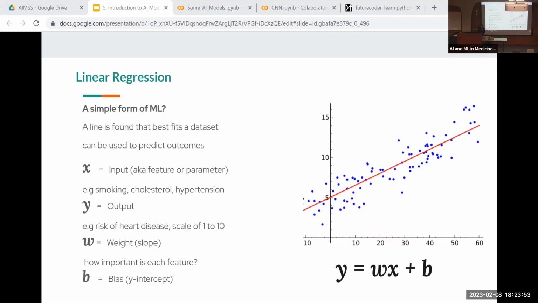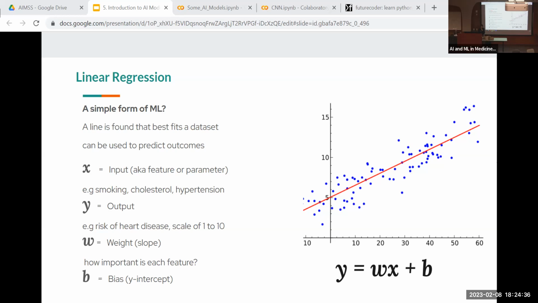So we talked about two classification models, decision trees and k-nearest neighbors. Let's move to a simple regression model, linear regression. Suppose we have some inputs, the features, like imagine a data set where we have inputs such as if the person smokes, the level of their cholesterol, and if they have hypertension or not. The output we want to predict is the risk of heart disease as a value between 1 to 10.